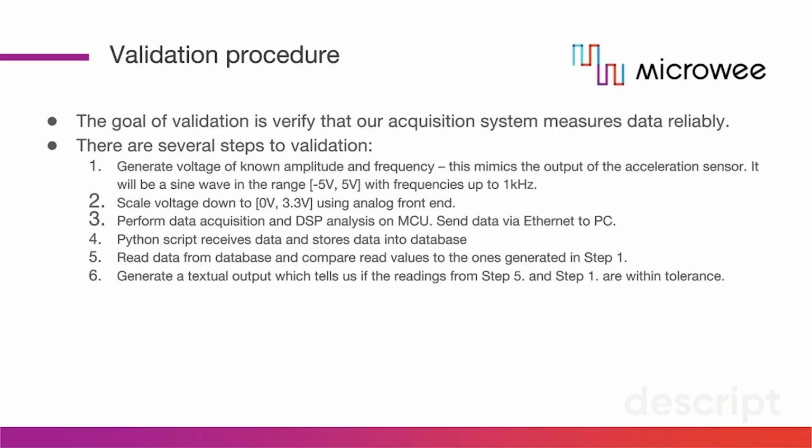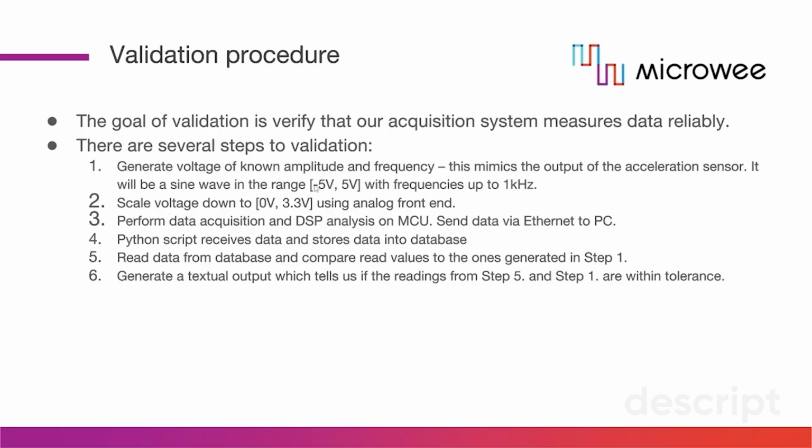Now we will cover the validation procedure. The goal of the validation is to verify that our acquisition system measures data reliably. We have several steps that are in our validation procedure. First is to generate the voltage of a known amplitude and frequency. And by doing this, we mimic the output of an acceleration sensor. And in our case, we are generating a sine wave in the range of plus minus 5 volts with frequencies up to 1 kilohertz.